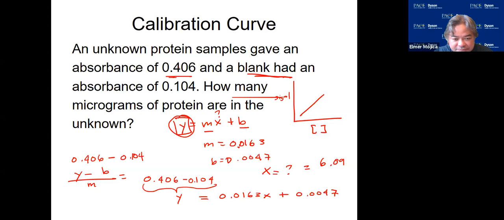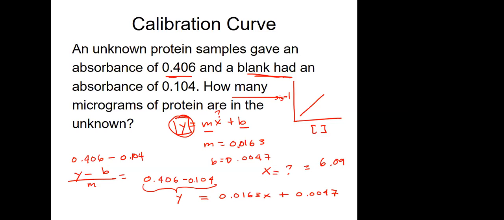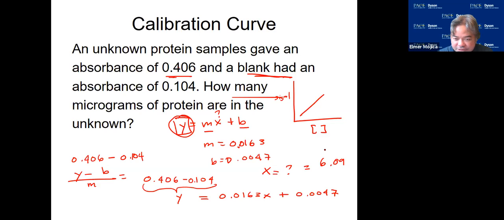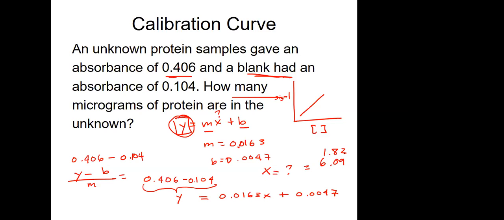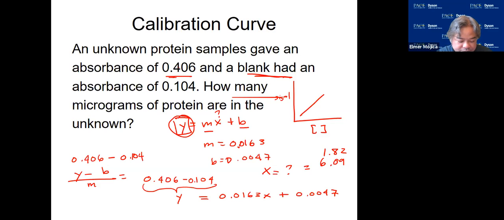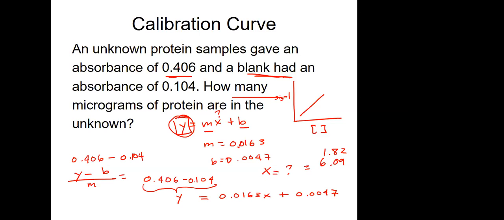How about the others? Do you get any other value? 1.82. The others? How about the others? Because I get different value. I got 1.82 as well.